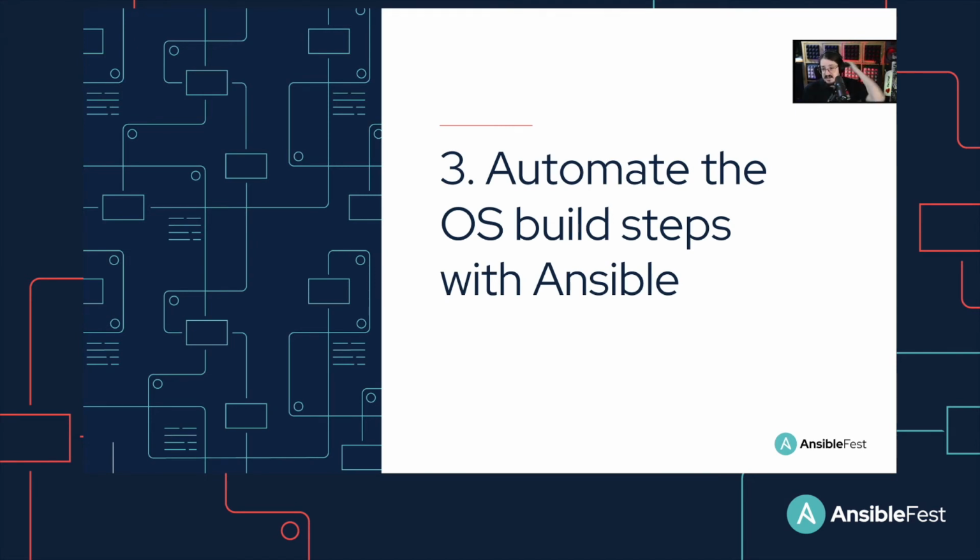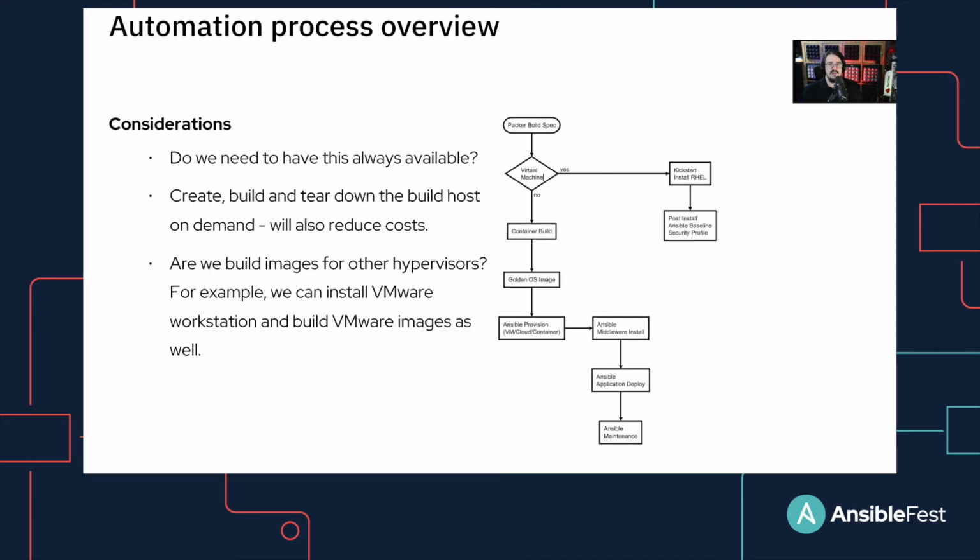So the next step, now that we know the steps we need to perform, is to automate them with Ansible. The steps here are fairly straightforward, and you can even use this to build other things than virtual machines. Most of the steps, like installing middleware, installing products, or patching things, you can use those roles again and again for other situations.